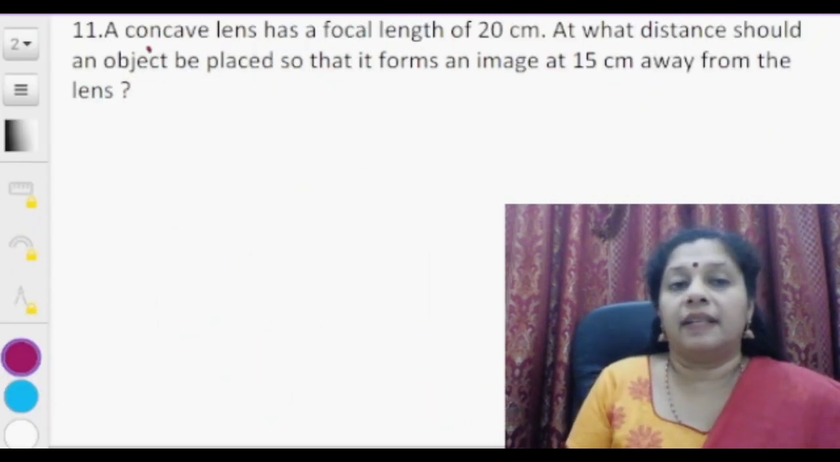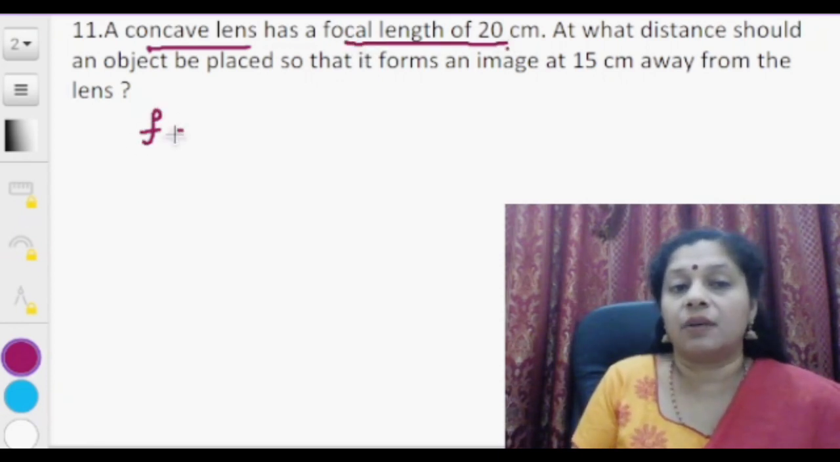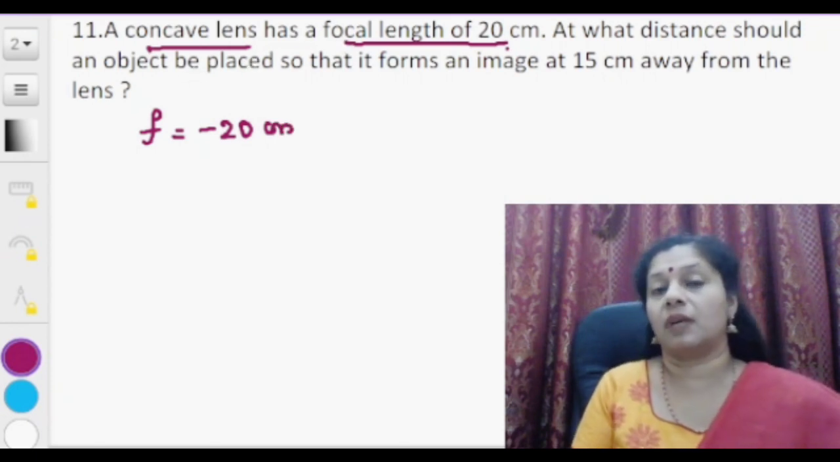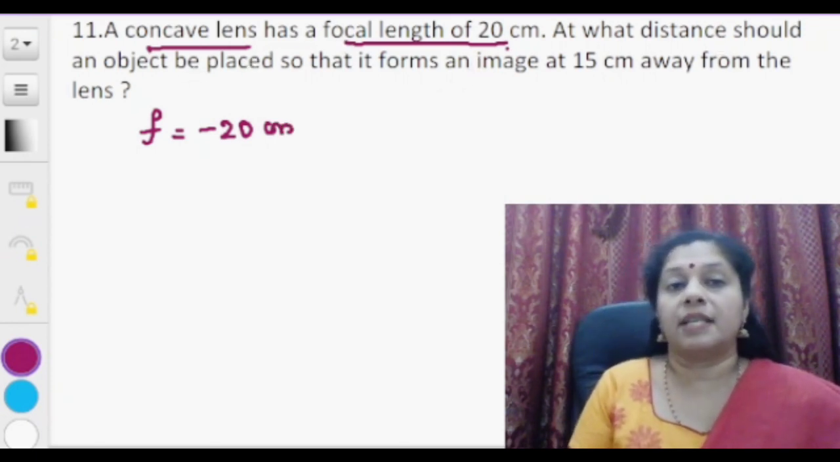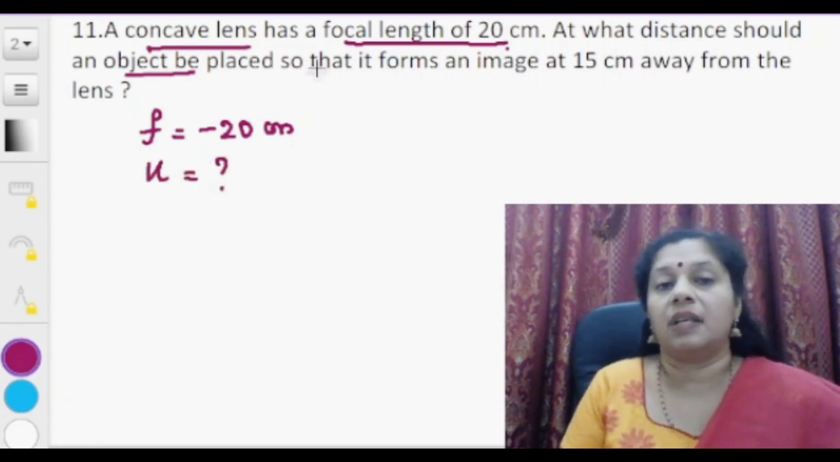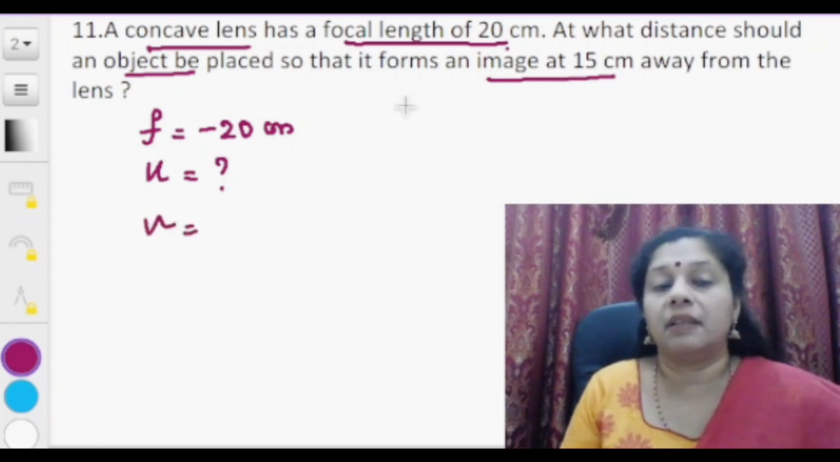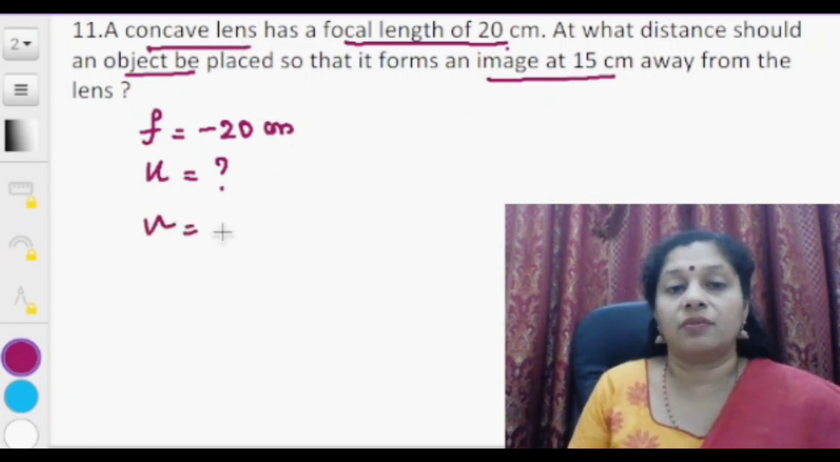A concave lens has focal length 20 centimeter. So we know that f is equal to minus 20 centimeter. I told you, for concave, focal length is minus. At what distance should an object be placed? So we do not know u, we have to find out, so that it forms an image 15 centimeter away from the lens. It is a concave lens, so v is minus 15 centimeter.